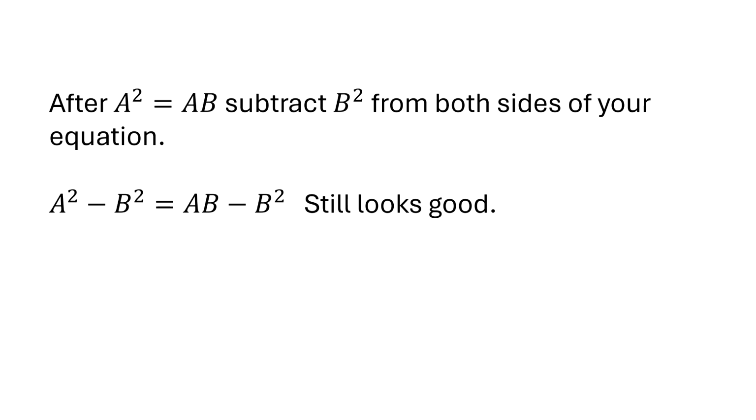So where did that come from? Well, because it makes the problem work. So we're going to just subtract B squared. A squared minus B squared equals AB minus B squared. We can always subtract the same thing from both sides of an equation, so this still looks fine. No problem. Looks good.